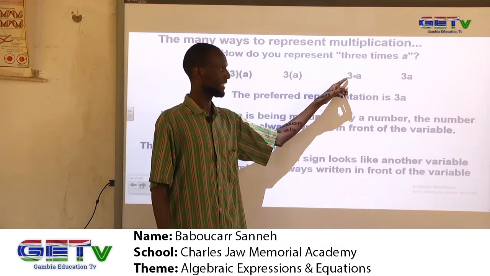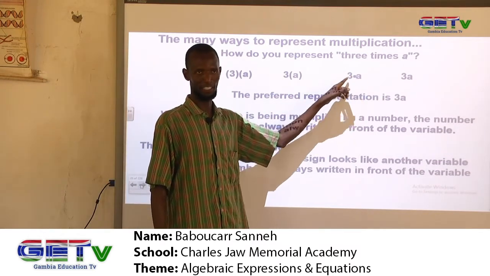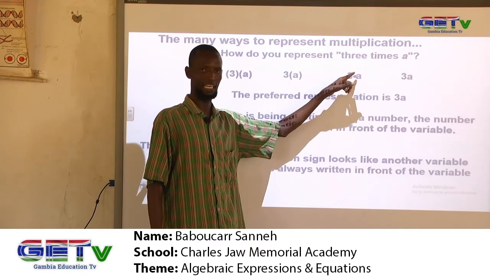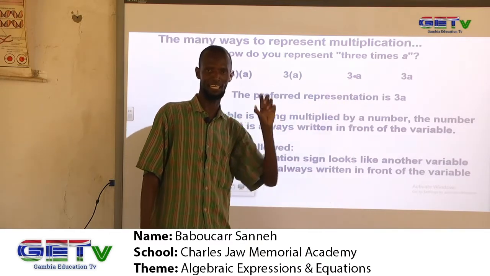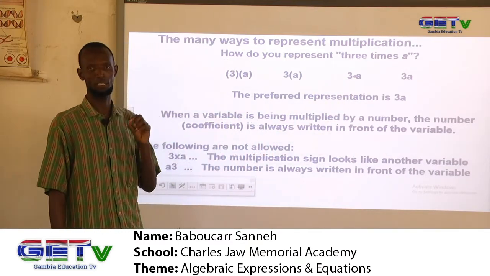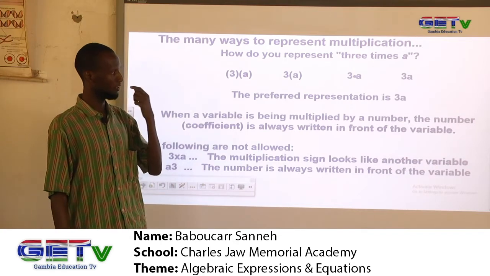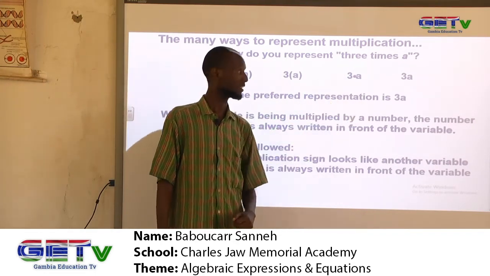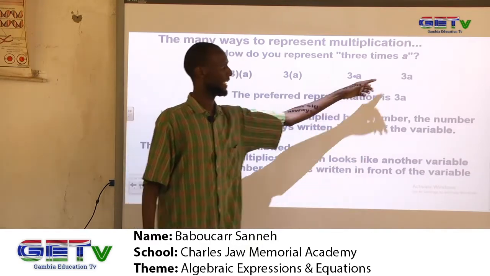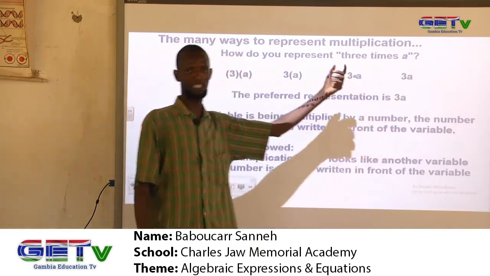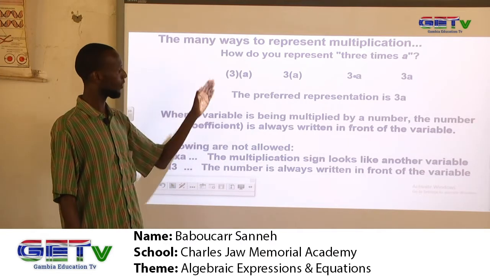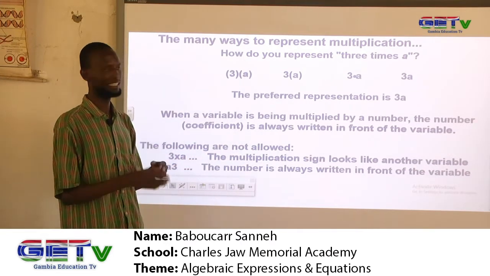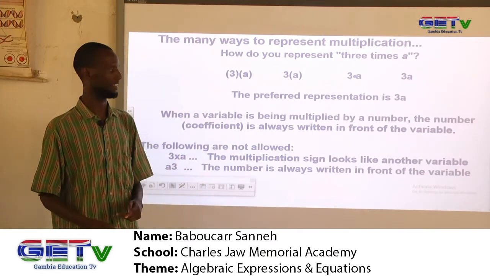Or 3 with a dot between the 3 and the a. Still, that dot between the 3 and the a is actually indicating a multiplication, although at our level, we don't tend to use it. But it is there. It's a multiplication as well. Or simply write 3a. It's all the same. 3a is 3 times a. So all these are ways I can write 3 times a.